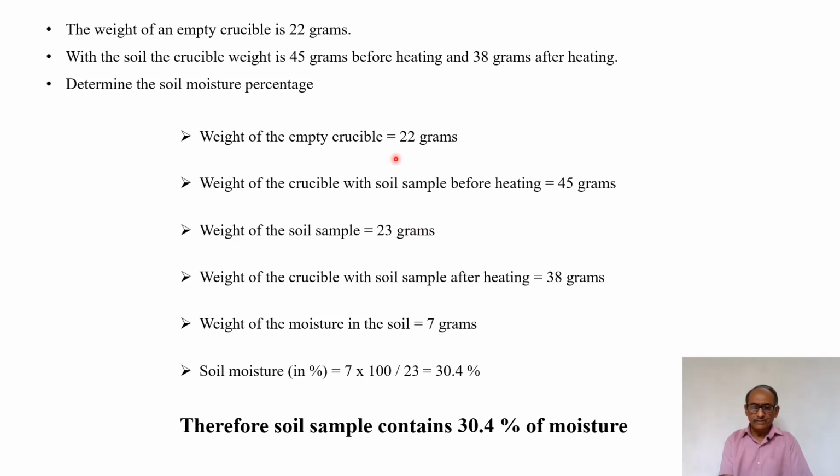So that is just by subtracting these values, you are able to get this number. Then weight of the crucible with soil sample after heating is 38 grams. So here you'll find the difference is 7 grams. So 7 grams is the weight of the moisture in the soil. And this is how the percentage is calculated, and therefore the soil sample contains 34.4 percent of moisture.